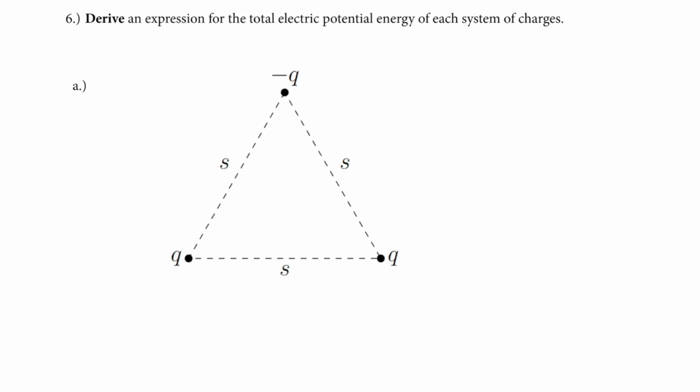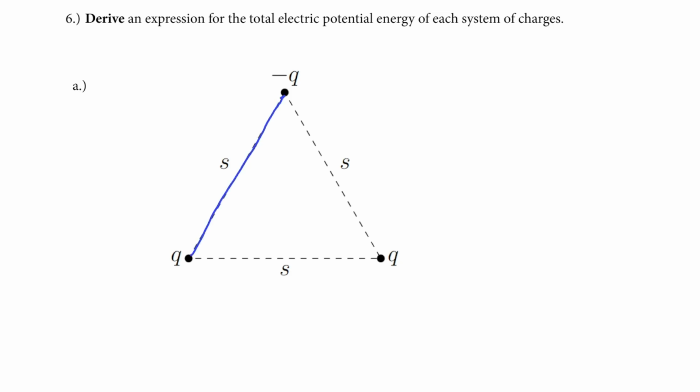All right, now less thinking is involved here. We're just going to be doing some pairings. Derive an expression for the total electric potential energy of each system. All right, same idea here. Doesn't matter that it's 2D. This is a scalar. We don't care about direction at all. So this is just done to spread it out.